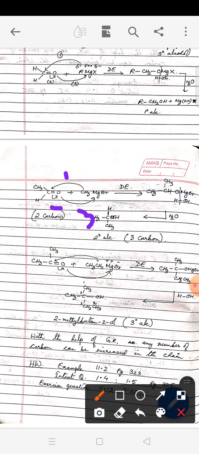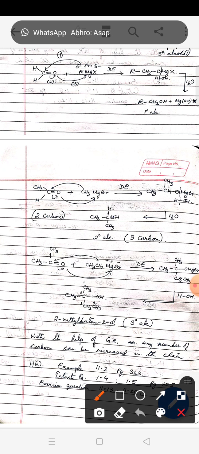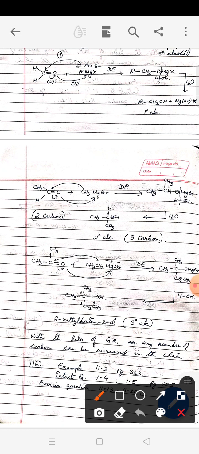So we begin with this CH3 to write the product. So CH3 here, then this C, this C is attached to this CH3 written here, and the C=O bond is broken. So after hydrolysis you get the secondary alcohol.